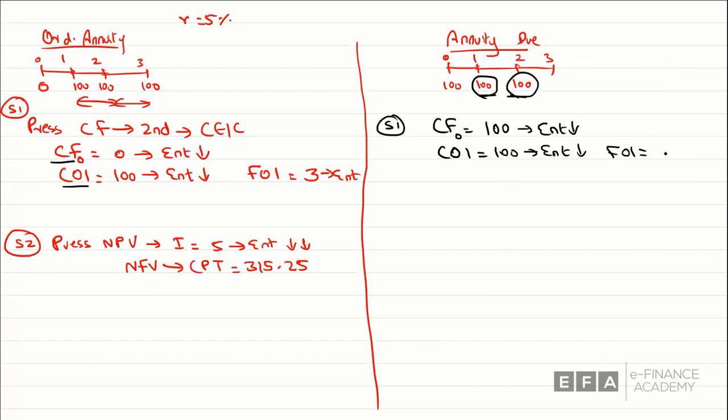It happened 2 times. Now keep in mind, where do we want to find the future value? We don't want to find the future value here. If we want to find the future value here, the last cash flow we should enter should be this one, which we have already entered.